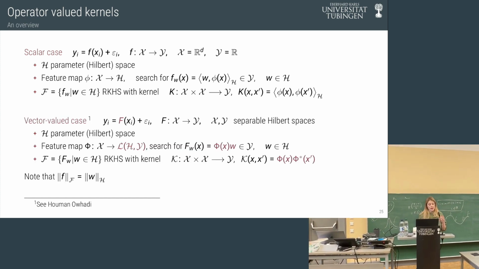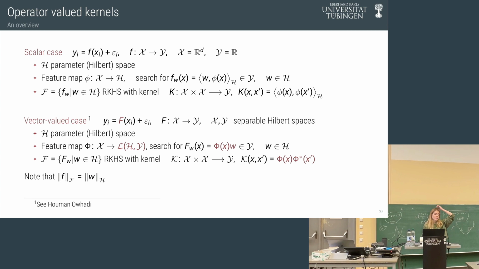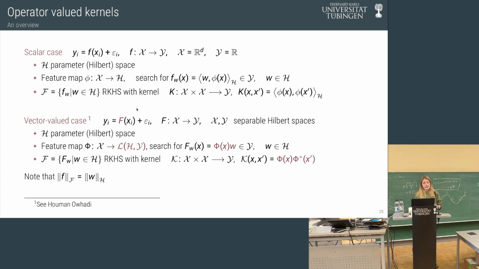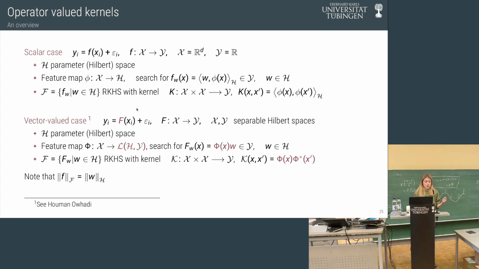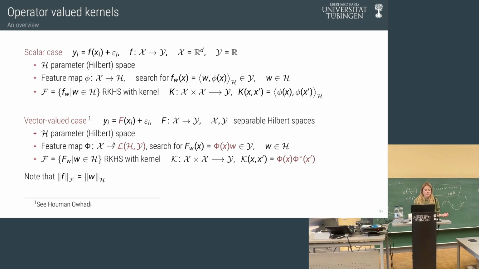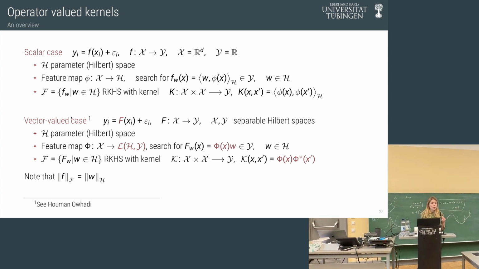Okay, and now I take a step more of abstraction. Now I assume that these spaces X and Y are no longer R^d and R, but general spaces. Think of them as function spaces. That's why what I'm learning here, f, is an operator between function spaces. What I need to change in this classical setting is that my feature map has to go into the right space, right?